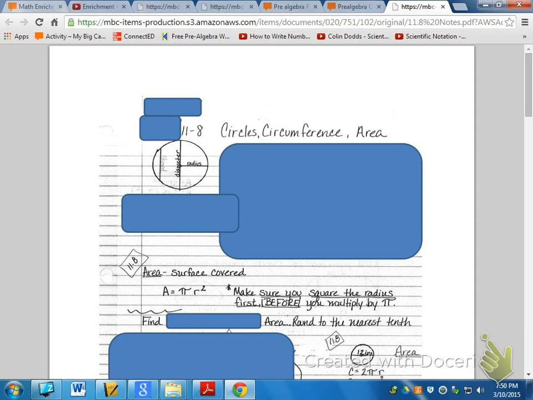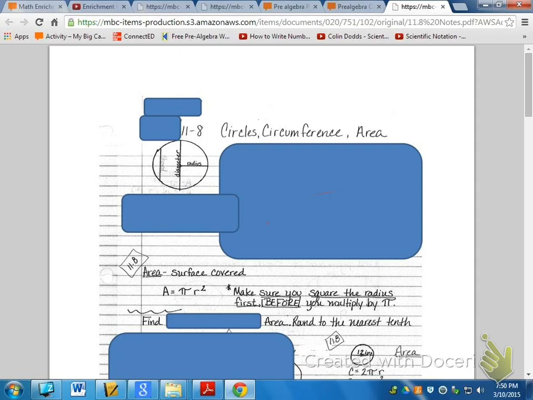Area refers to the surface covered. How much does this space cover, not the outside distance around. So when you give the area answer, you're going to have to answer in square units.